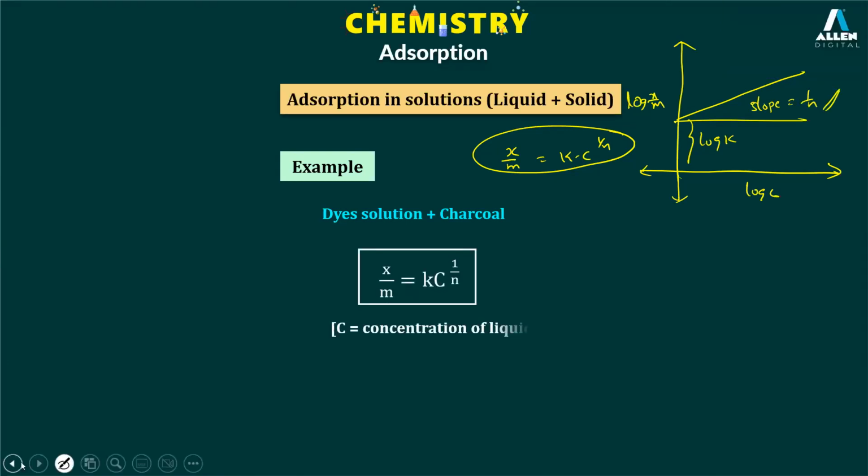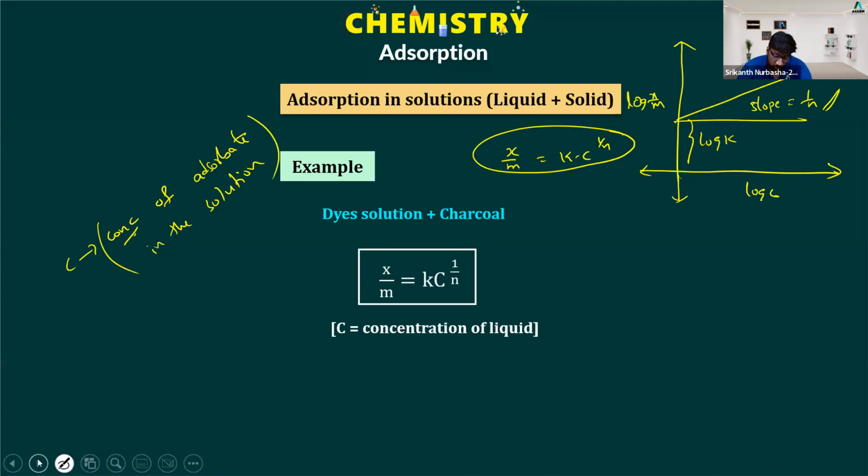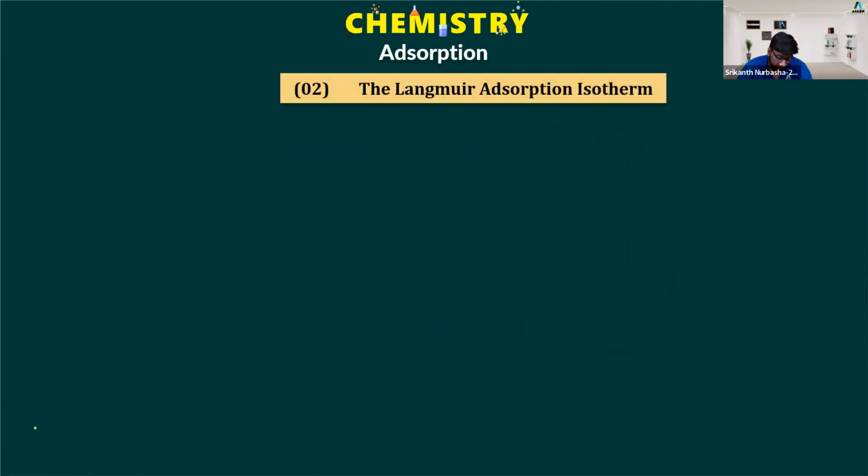Yes. x by m is equal to k into c power 1 by n, where c is the concentration of the solute in the solution, the concentration of adsorbate in the solution. The same equation similar to your Freundlich adsorption isotherm. Same type of graph you will get, log k intercept, slope as 1 by n. The next type of adsorption isotherm, after your Freundlich adsorption isotherm in solution, is the Langmuir adsorption isotherm.